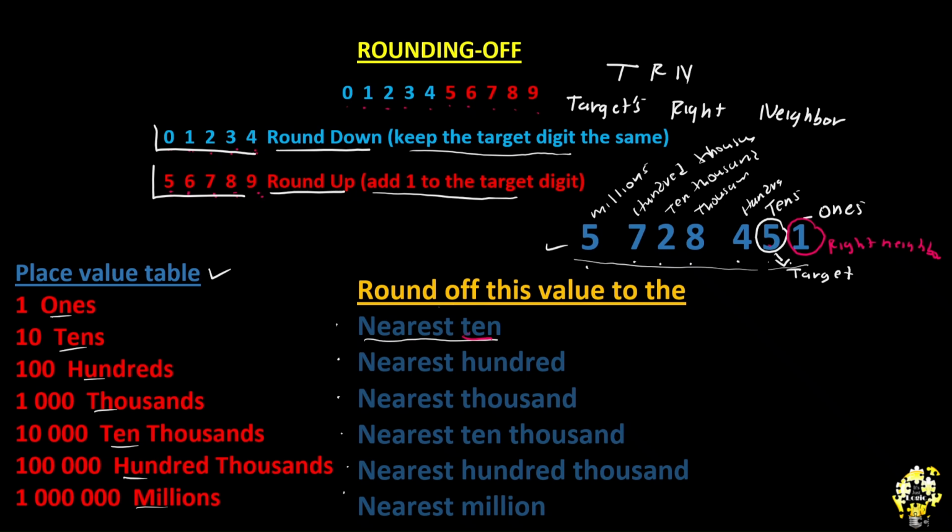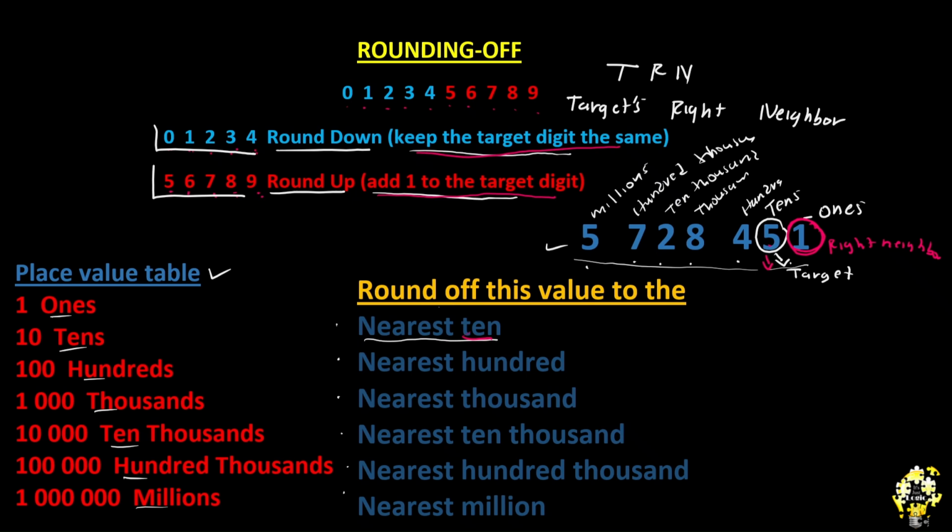Now, when we are rounding off, we are focusing on the target's right neighbor. The target's right neighbor is the one that is going to tell us what must happen to the target. Remember, this is the target. In order for us to know whether the target must remain the same, keep the target digit the same, or you must add 1 to the target digit, we must focus on the right neighbor here.